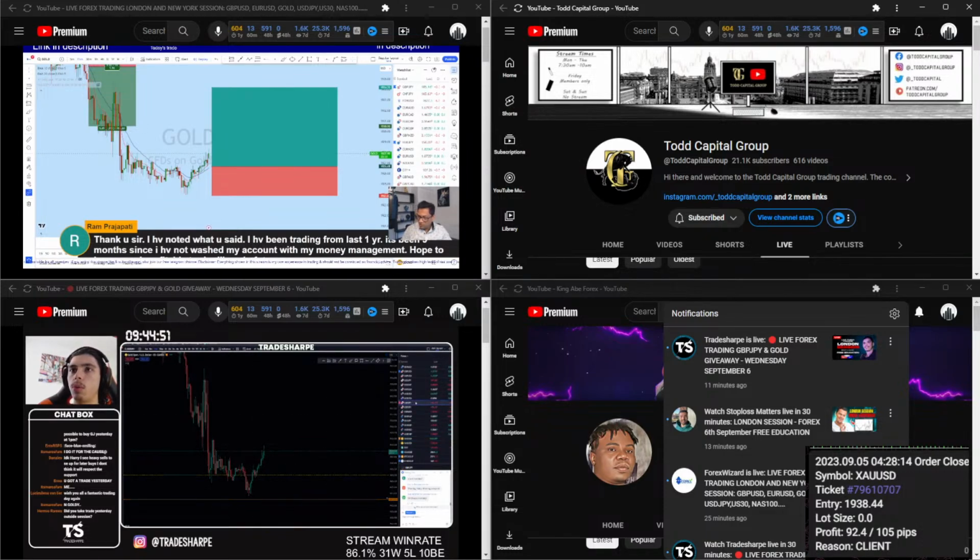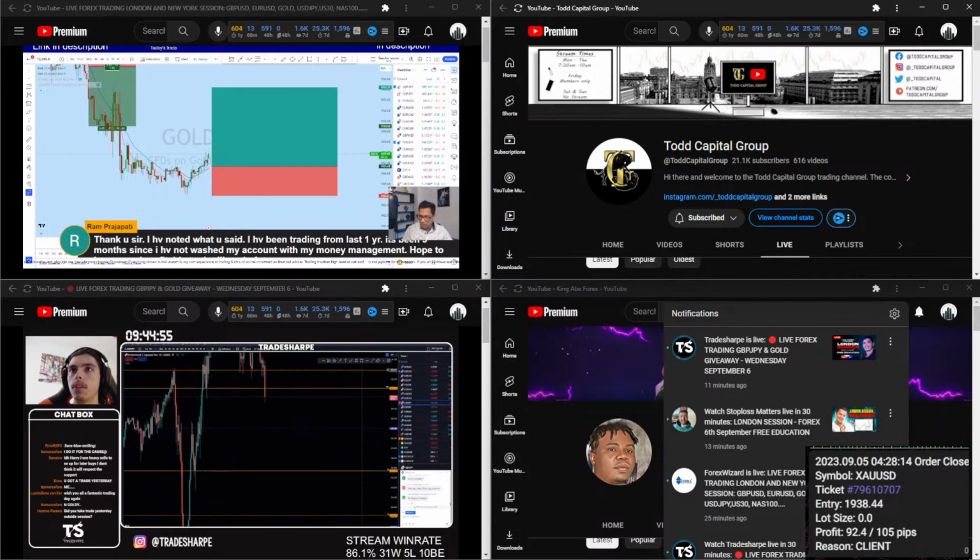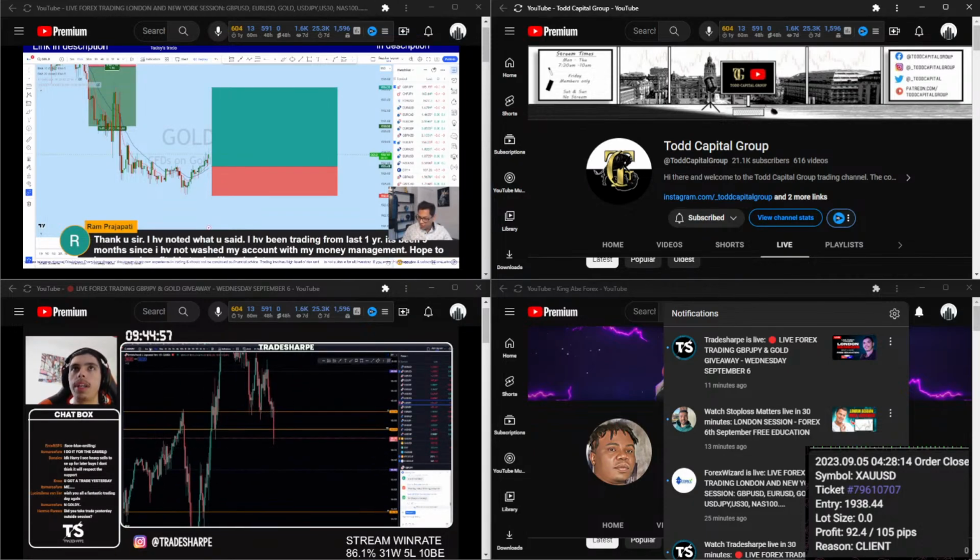Let's have a look at what GJ is doing here. It's pushed pretty deep at the moment. See if we can get some sort of 5-minute resistance to form, then that'll be perfect. I'll be happy to take that.